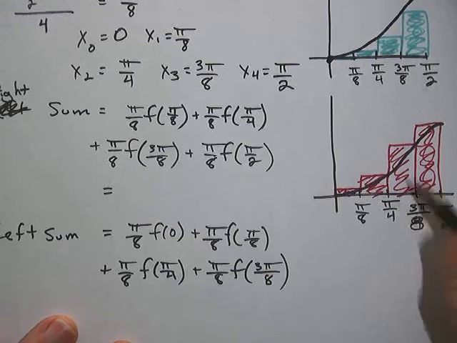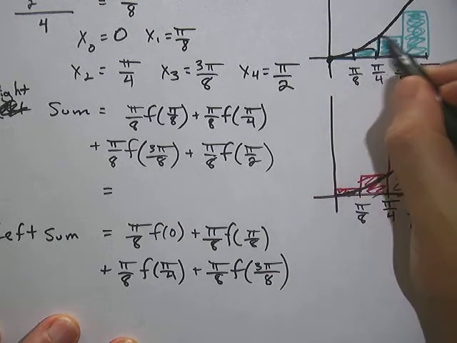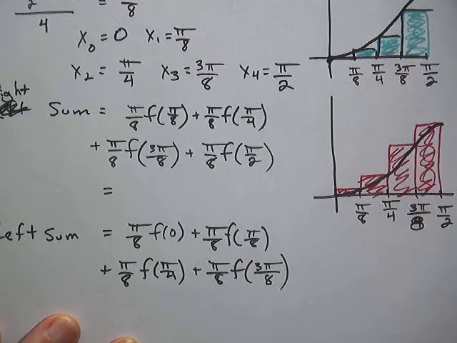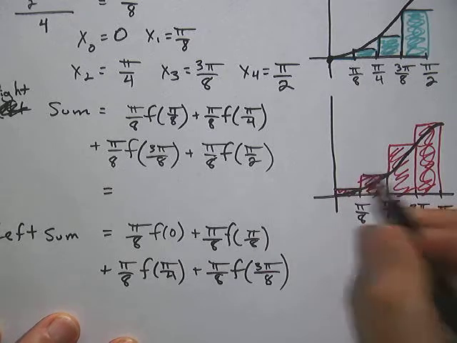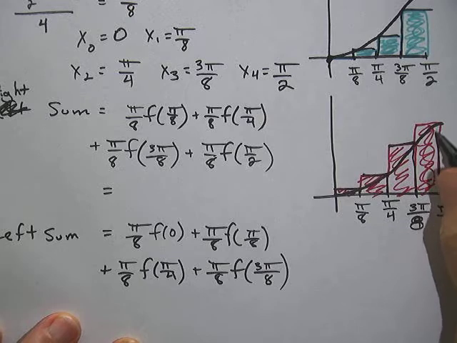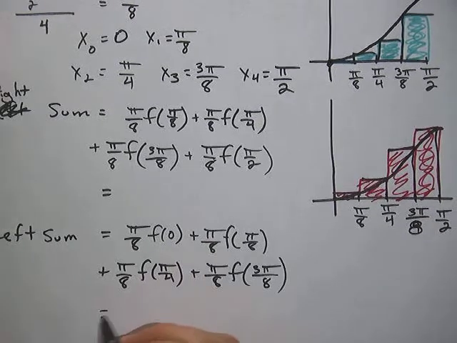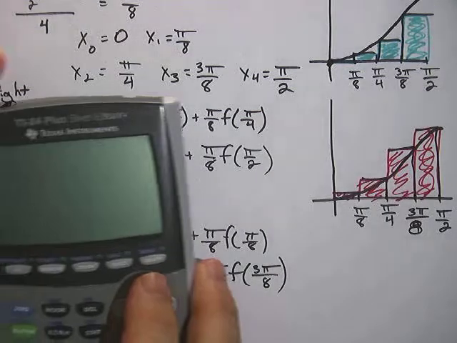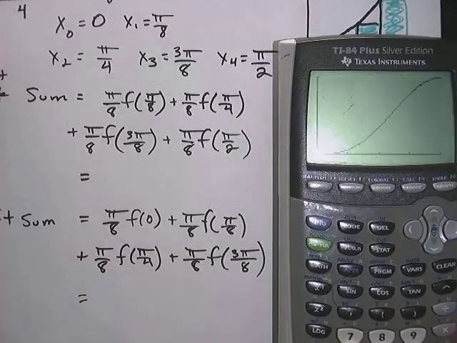Okay, so the left sum would be 0, pi over 8, pi over 4, 3 pi over 8. Those are the values that we need in the function. The right one would be f of pi over 8, f of pi over 4, f of 3 pi over 8, f of pi over 2. Okay, so we've got them both written down. Now we need the answers. That's where the calculator comes in. Okay, so let's go to our calculator. Put it over here so you can still see what I'm doing here.